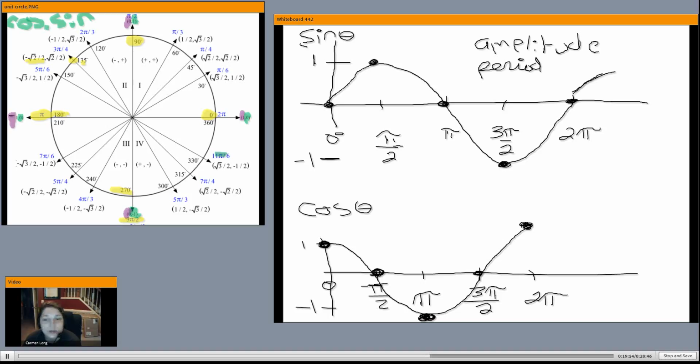It's sinusoidal. It never ends. The next cycle would be another period. So the parent period for sine is 2 pi because it takes 2 pi for that cycle to complete one time. And that's what your period is.